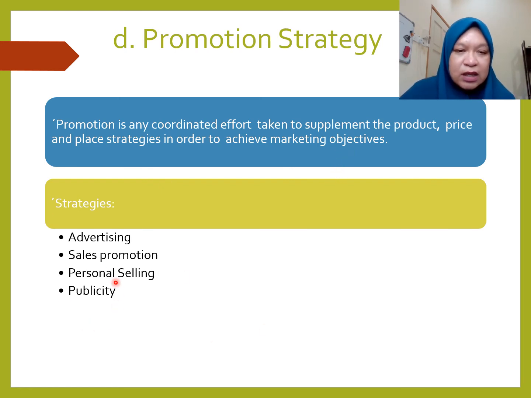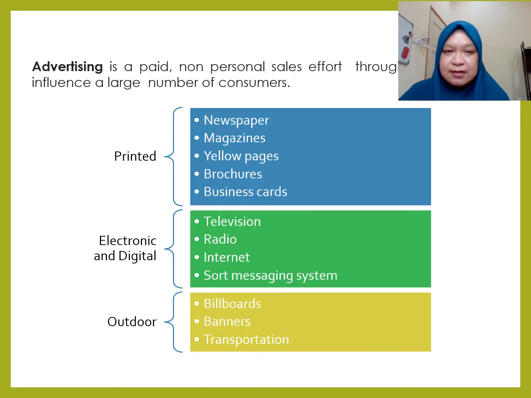So for our strategies, we have 4 strategies: advertising, sales promotion, personal selling, and also publicity. Advertising is a paid, non-personal sales effort through a medium to influence a large number of consumers. We can have printed advertising, for example newspaper and magazine. I don't think nowadays we have the yellow pages anymore. We can have brochures, and most commonly business cards.